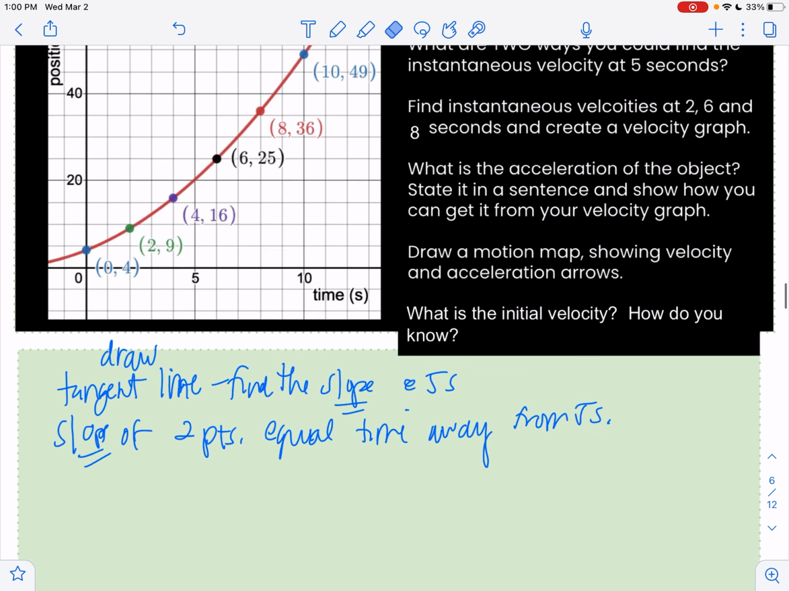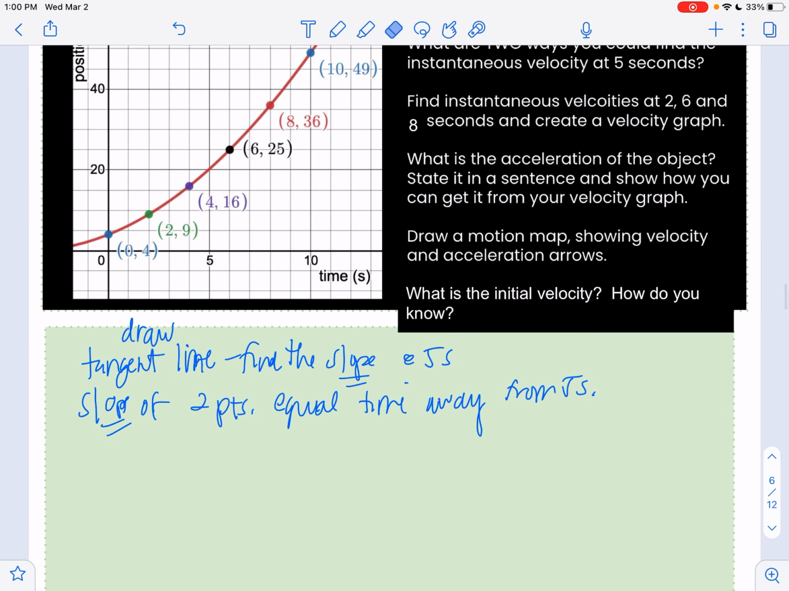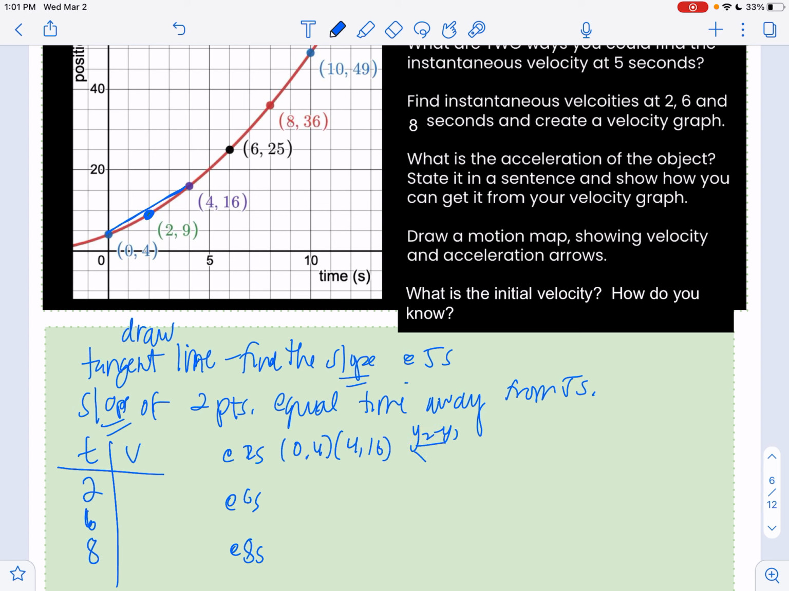Now we're going to find the instantaneous velocities at a couple of these times: 2, 6, and 8 seconds. I'll be expecting to see this work on the test. If I want 2 seconds, then I need the slope of 2 points equal time from that. So I would probably use 0, 4 and 4, 16, because those are each 2 seconds away from 2 seconds. Then slope is y2 minus y1 over x2 minus x1, so 16 minus 4 over 4 minus 0, that'll be 12 over 4.